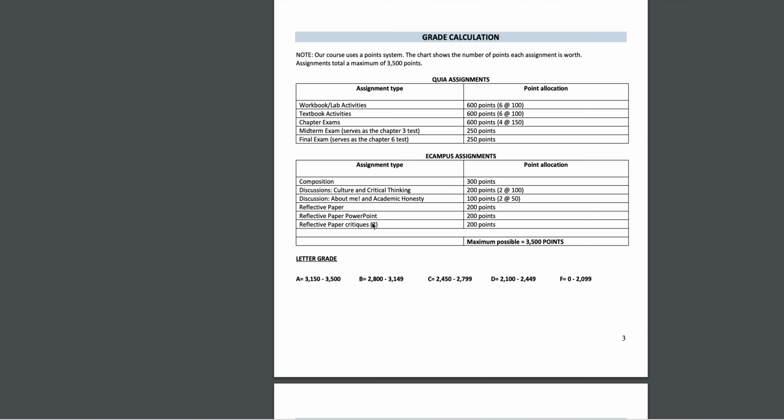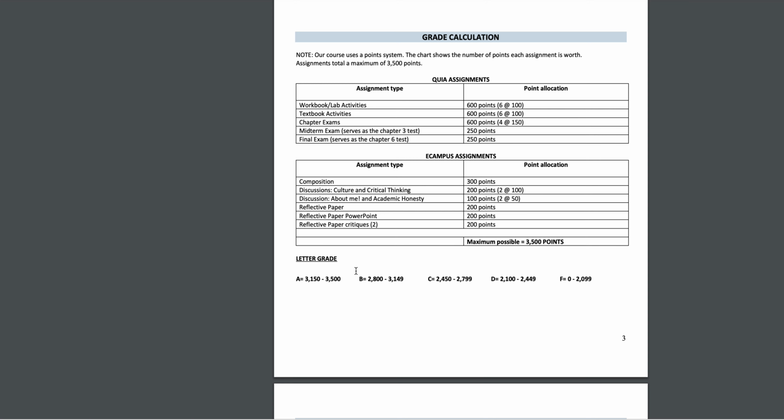The calculation for your grade is a little bit different for the Department of Languages. We don't go by a 100-point system. We actually have a maximum possible points that you can attain. That is 3,500 points. So in order to get an A, you need to be within this bracket at the end on your total point column.